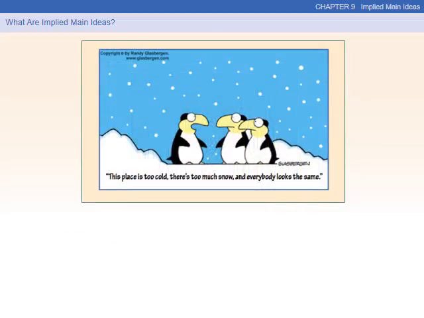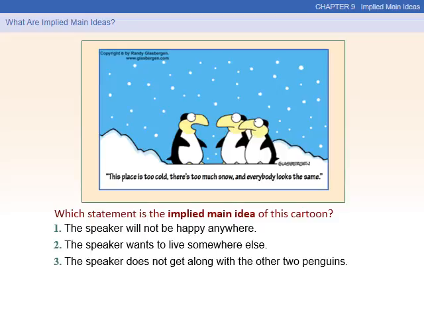Let's take an example. Here is a cartoon, and this is on page 356. It says, "This place is too cold, there's too much snow, and everybody looks the same." If we look at this, we see some penguins standing in the snow, and they're saying it's too cold, too much snow, and everyone looks the same. So we have to ask ourselves, are these positive things or negative things? And we should remember that whenever we see T-O-O, too, it means something is wrong.